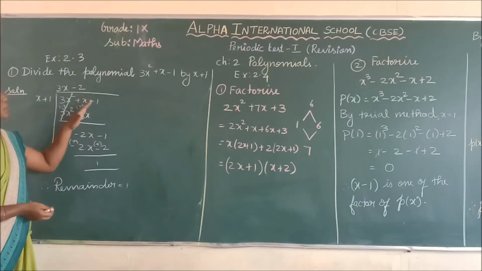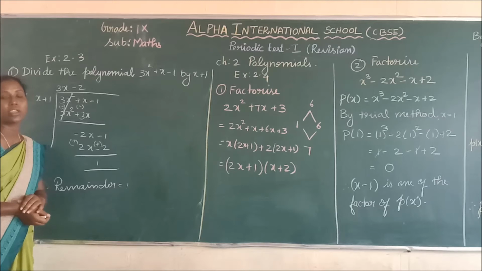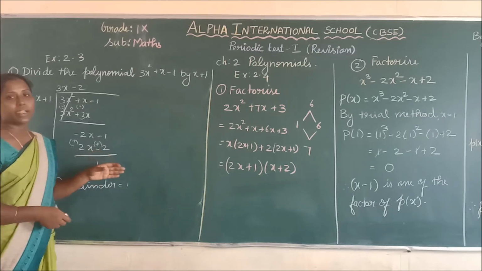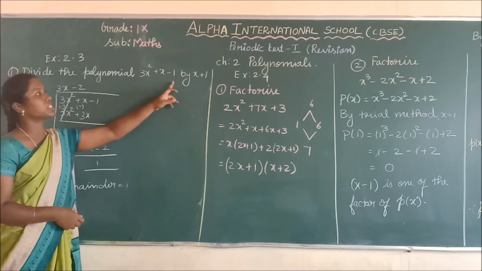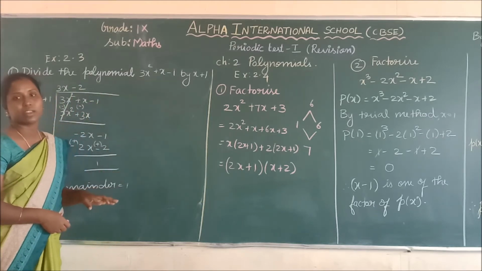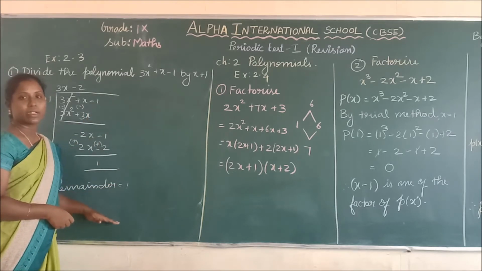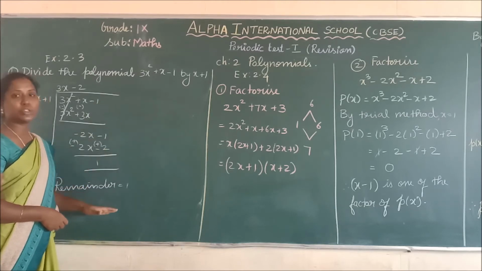Exercise 2.3. The problems are based on dividing a polynomial by another polynomial and finding the remainder, based on the remainder theorem. See here the first question. Divide the polynomial 3x square plus x minus 1 by x plus 1 and find the remainder. You can use the division method to find the remainder. If they mention to use the division method, then use the division method.